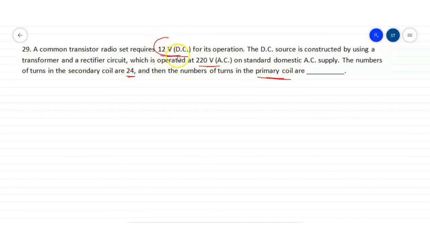So here we want an output of 12, for which we are going to use an input of 220 volts. The number of coils in secondary coil is given, we have to find the number of turns in primary coil. So let me write down this. The output, which is V in secondary coil, is given as 12 volts. The input, V primary, is given as 220 volts. Next, number of turns in secondary coil, NS, is given as 24. Now we have to find the number of turns in primary coil. Let us take this as X.